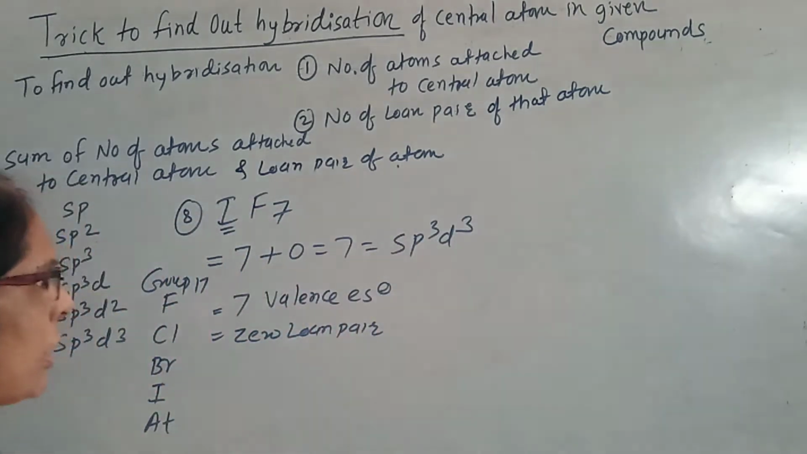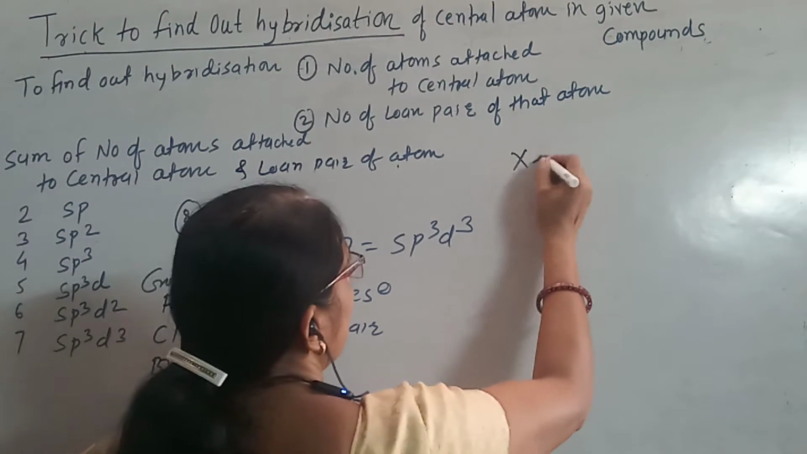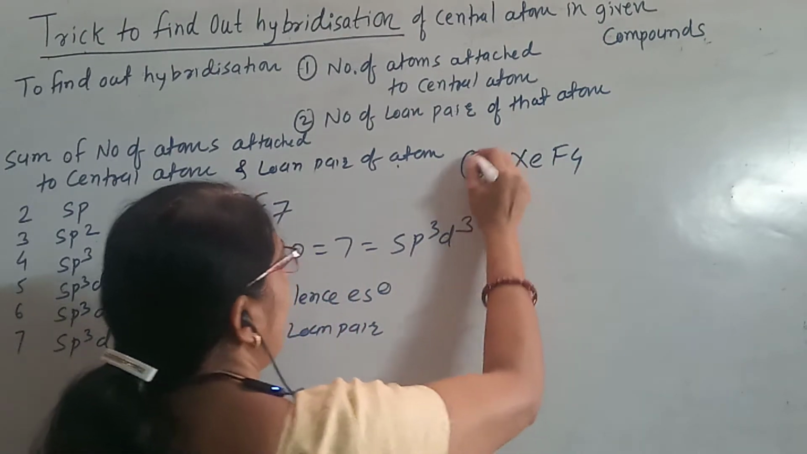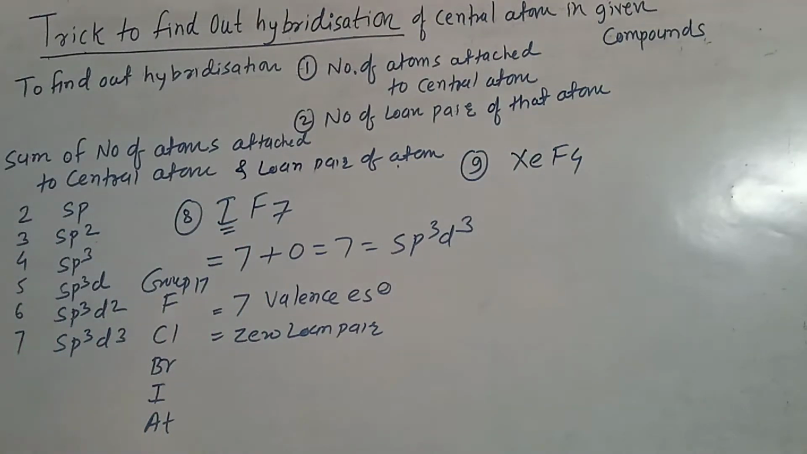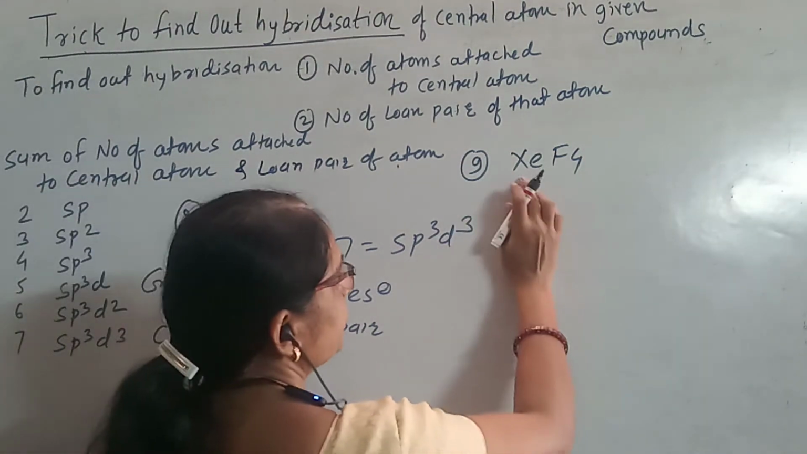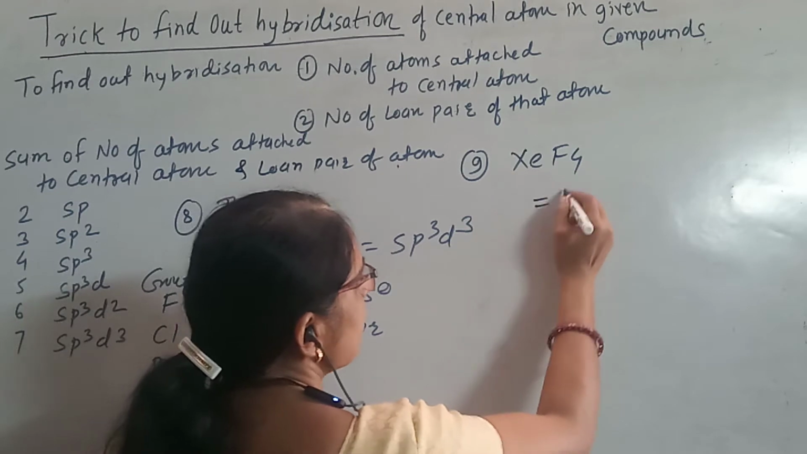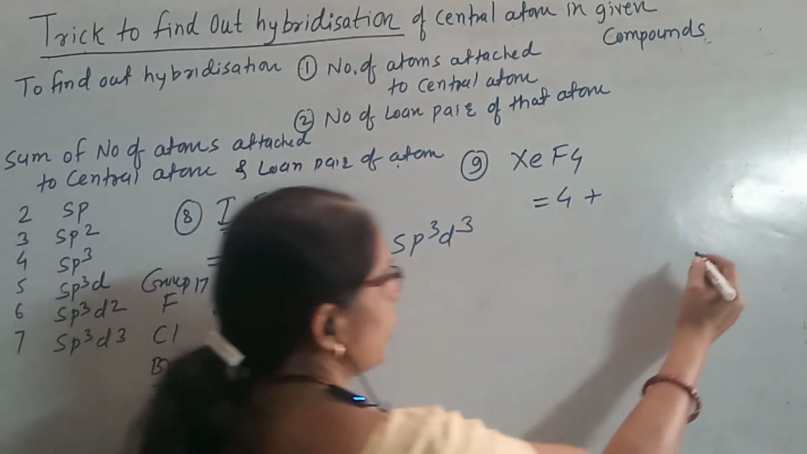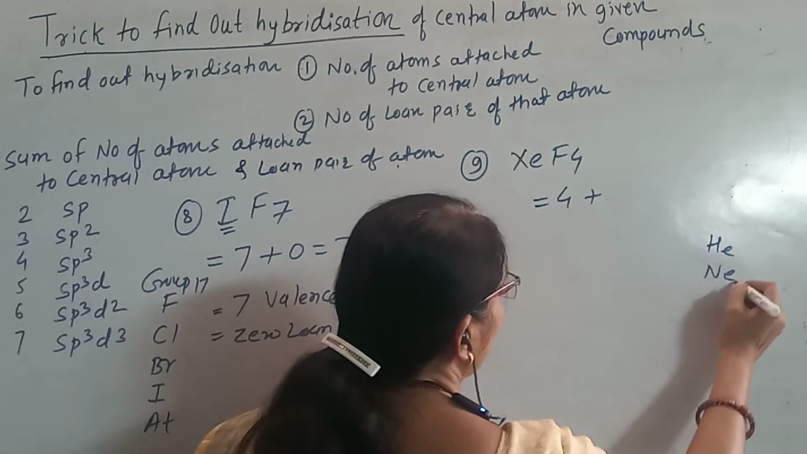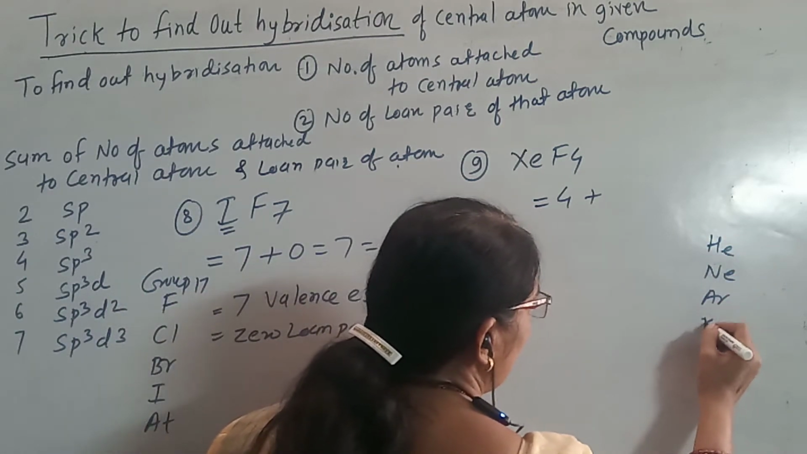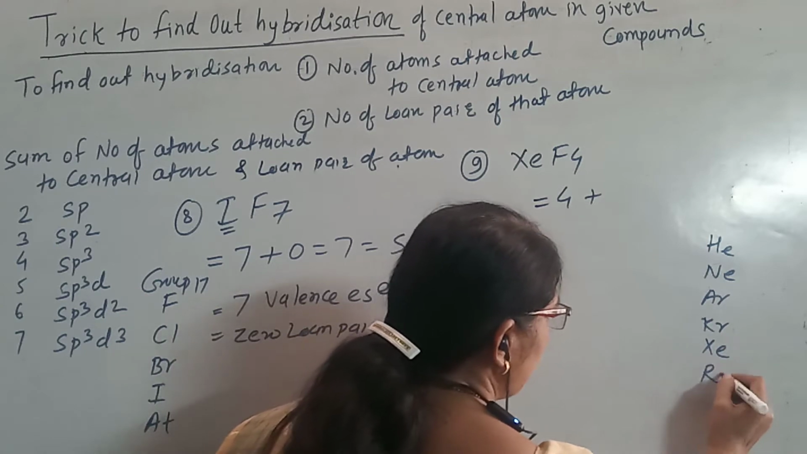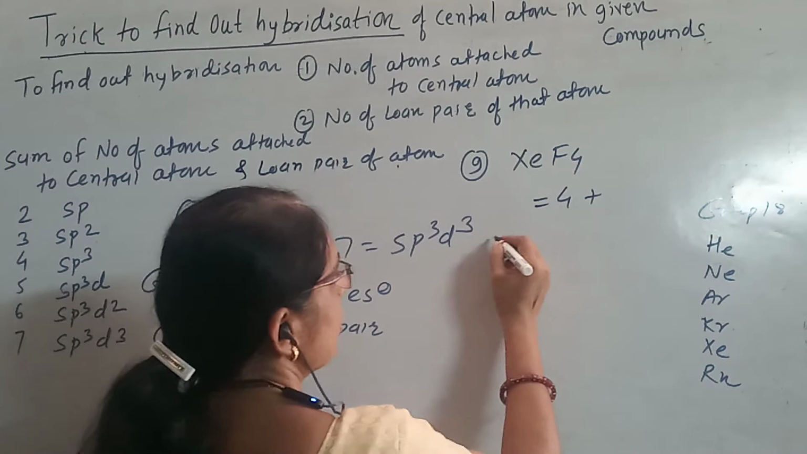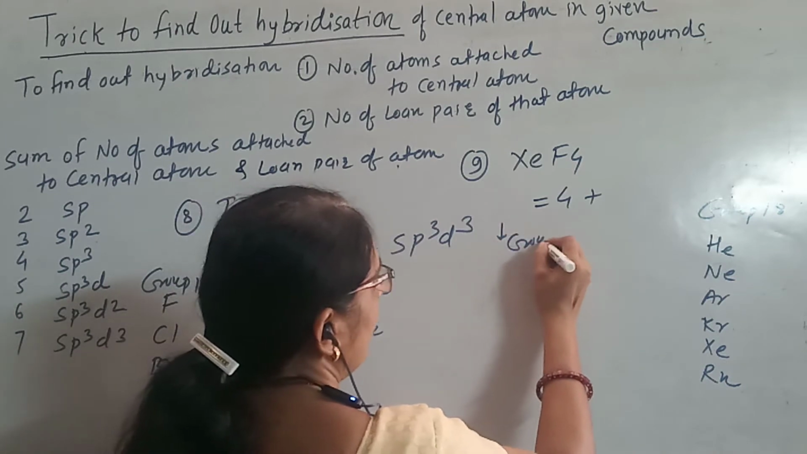Okay. Now let us consider the example of xenon tetrafluoride. What happened in xenon? The number of atoms attached is 4, plus we have to find out the lone pair. Xenon is in the group of helium, neon, argon, krypton, xenon and radon. All are group 18. So xenon is a group 18 element.